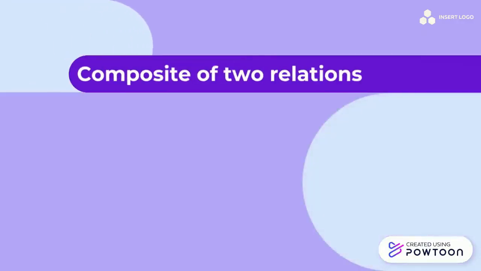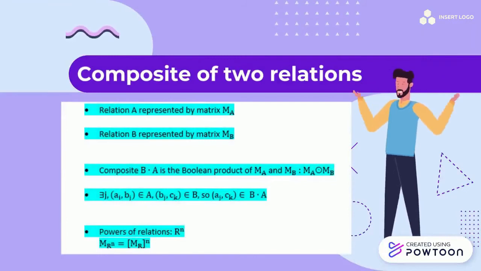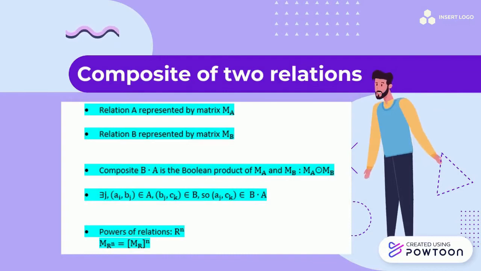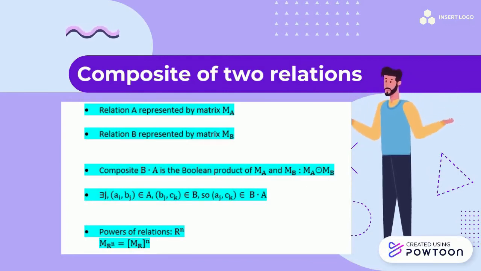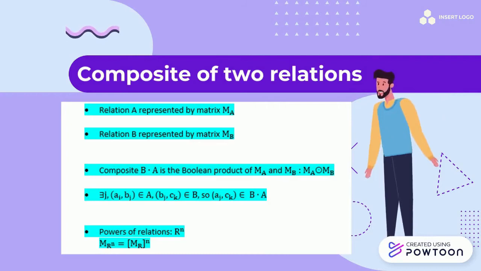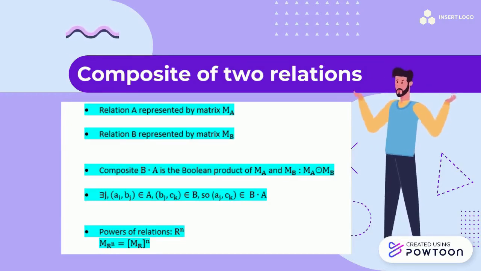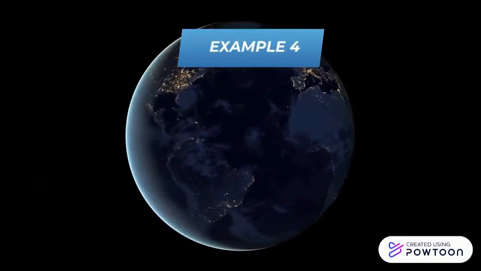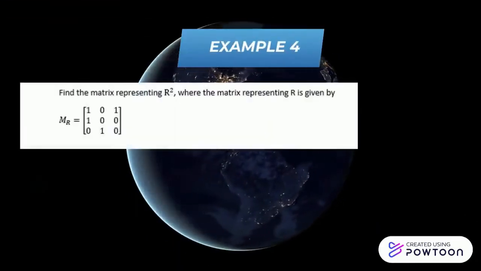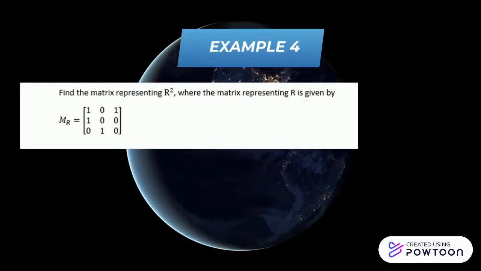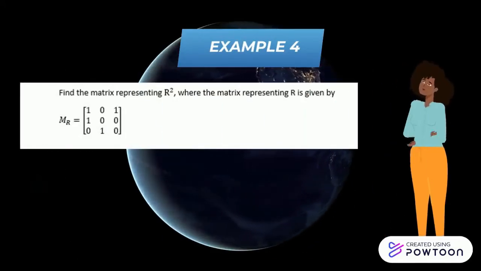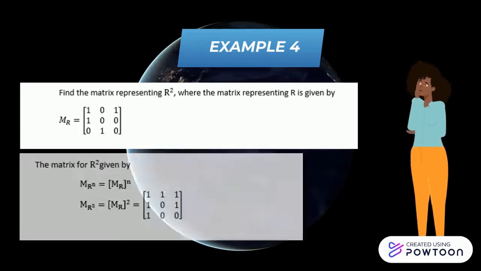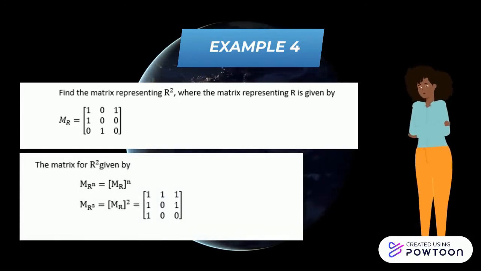For the composite of two relations, relation A and B, we denote them as MA and MB. The composite of B and A is the Boolean product of MA and MB. The power of a relation is denoted as R to the power of n. We use the given formula to get matrix R to the power of n. Now let's look at the example. The question asks to find the matrix representing R squared, where MR equals 1, 0, 0, 1, 0, 0, 0, 1, 0. Then we solve the question by substituting MR and n equals 2 into the formula to get the answer.